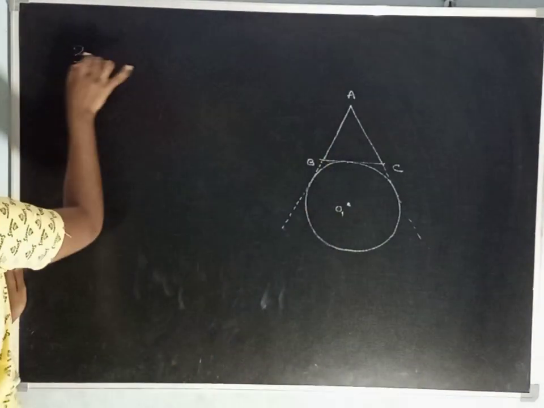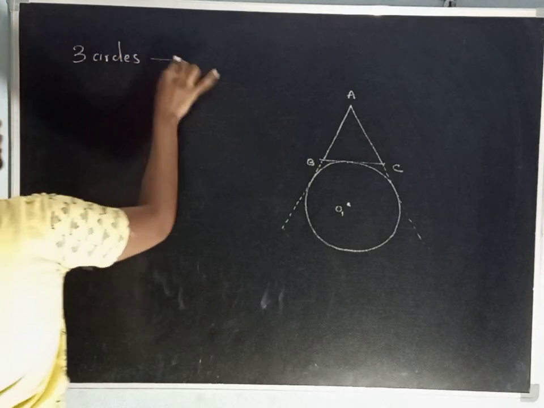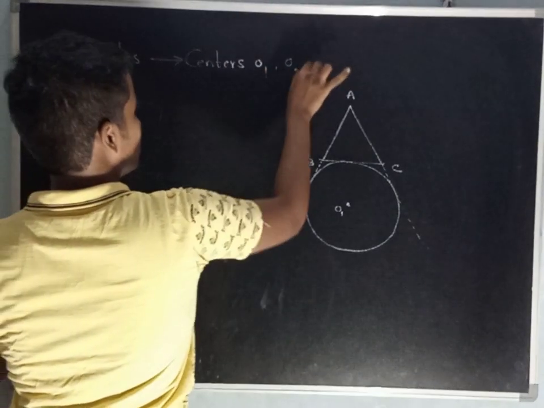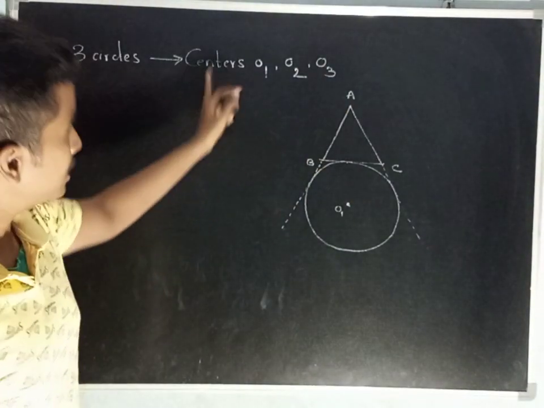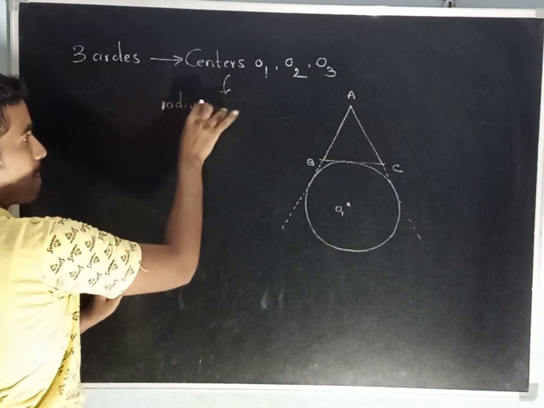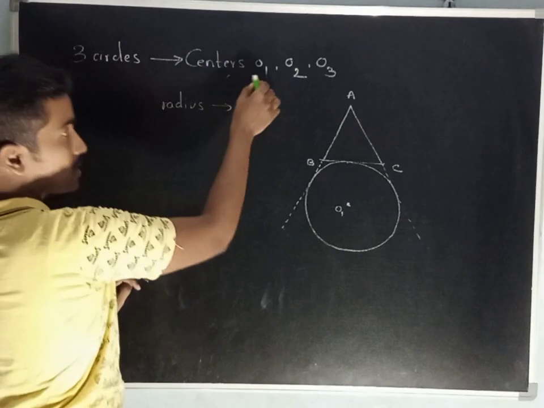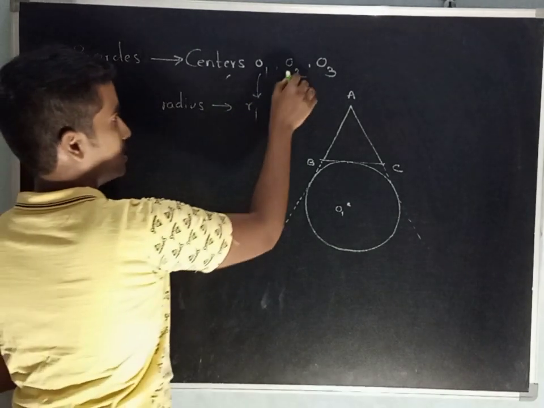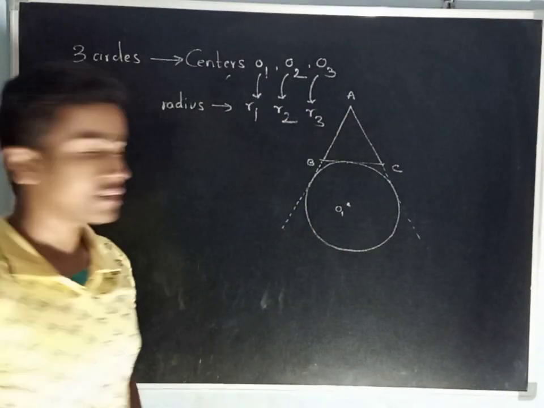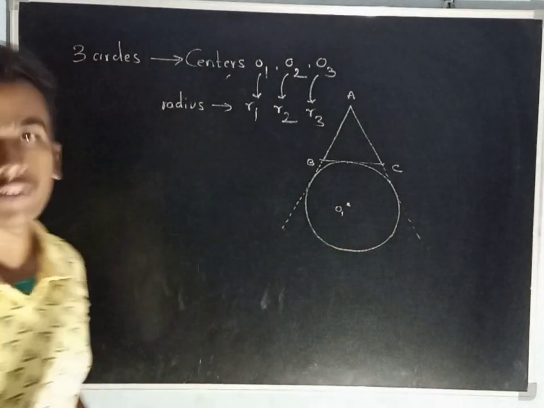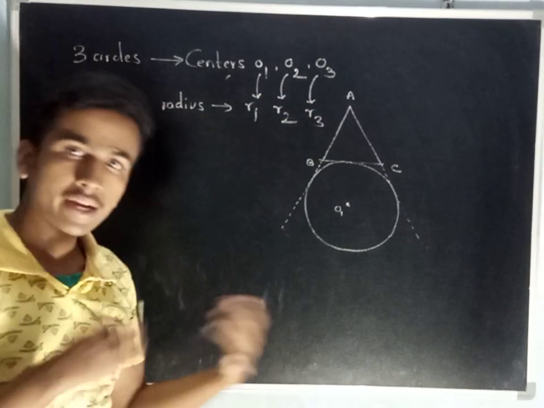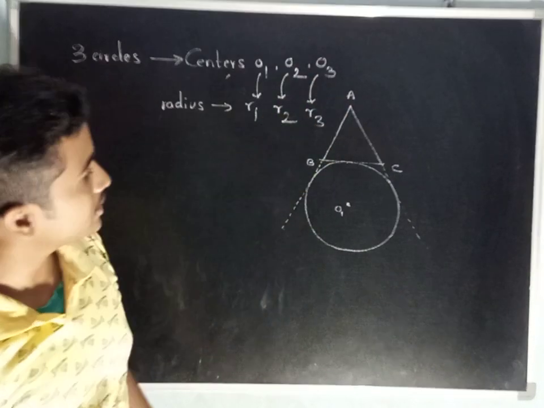Here three circles can be drawn, right? Three circles. Their centers are O1, O2, O3. The circle with center O1 has a radius of R1. Similarly, O2 has R2 and O3 has R3. It means the circle with center O1 has a radius R1, the circle with center O2 has a radius R2, and the third circle with center O3 has a radius R3.